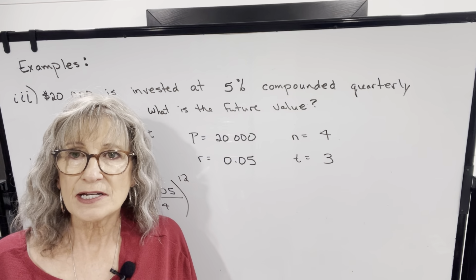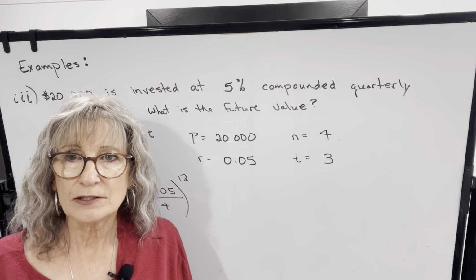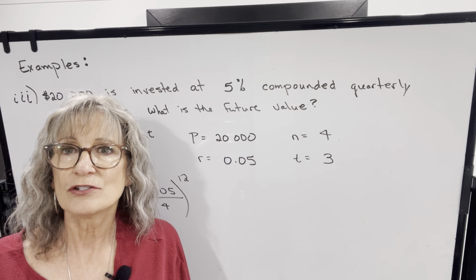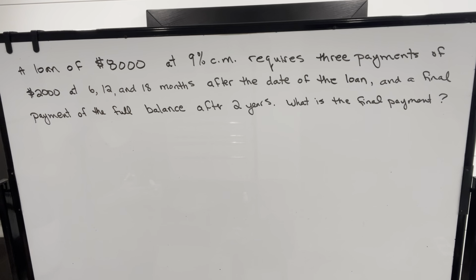So let's do an example of a loan that has compound interest, and let's take a look at what happens if we're making payments during the duration of that loan. So in this example, it says a loan of $8,000 at 9% compounded monthly requires 3 payments of $2,000 at 6 months, 12 months, and 18 months after the date of the loan, and then a final payment of the full balance after 2 years.